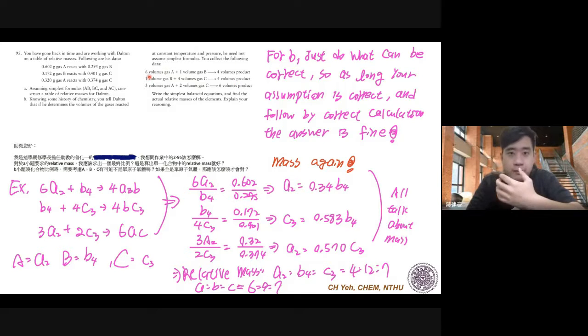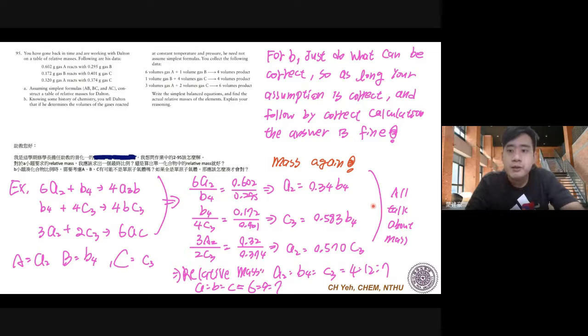because we know that the volume of gas is proportional to the moles of gas. So when you put it inside this and do the calculation over here and find, okay, this is fine, then you do the same thing as part A. 6A2 over B4 is the same as the ratio of 0.602 grams of gas A and 0.295 grams of gas B. Then you can find the relative mass of the gas, but this time it is A2, B4, C3 over here. I think you can read it now.